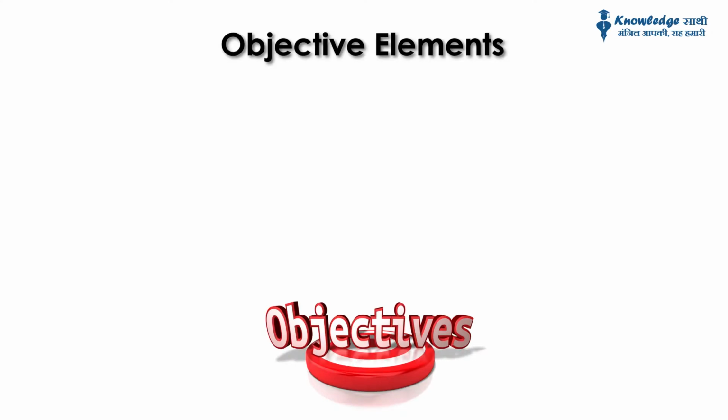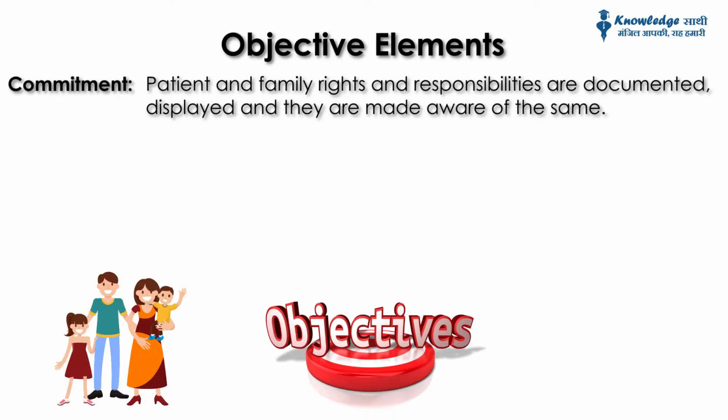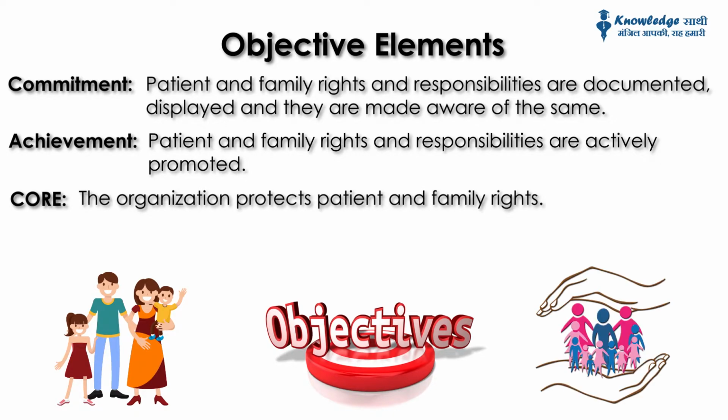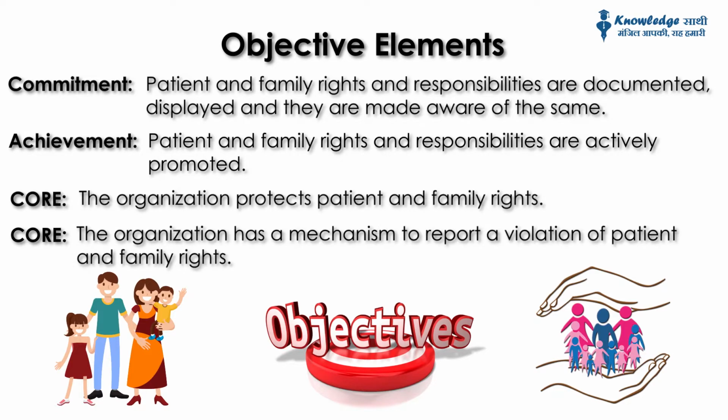Objective elements. Commitment. Patient and family rights and responsibilities are documented, displayed, and they are made aware of the same. Achievement. Patient and family rights and responsibilities are actively promoted. Core. The organization protects patient and family rights. Core. The organization has a mechanism to report a violation of patient and family rights.